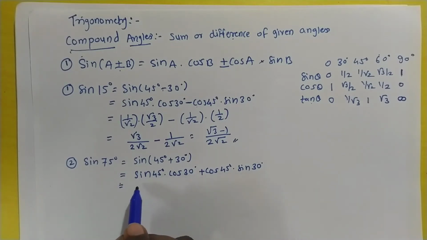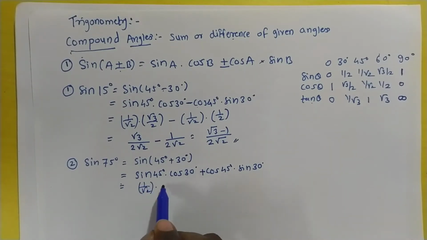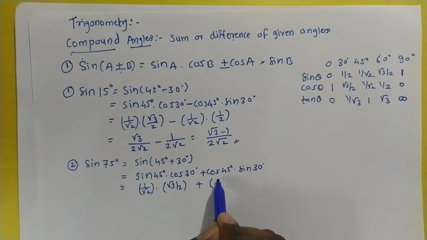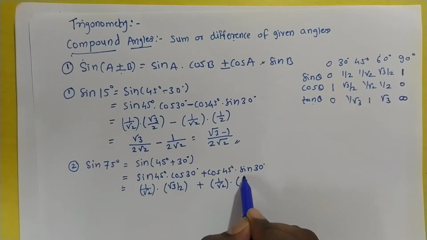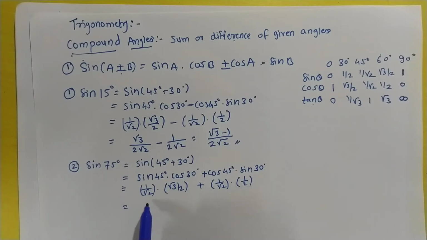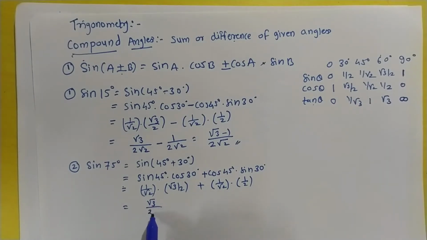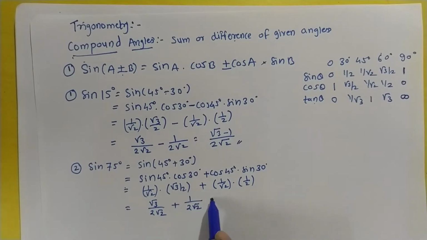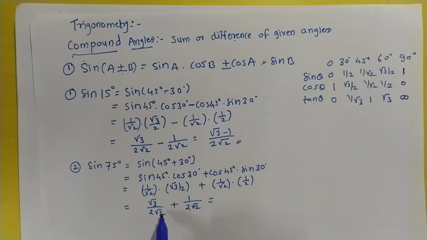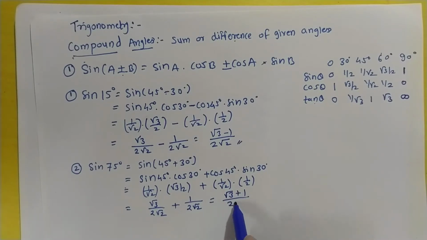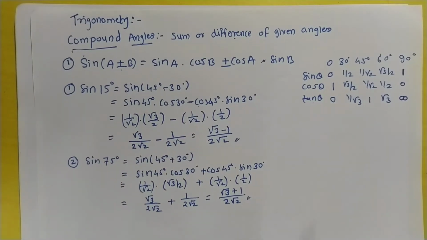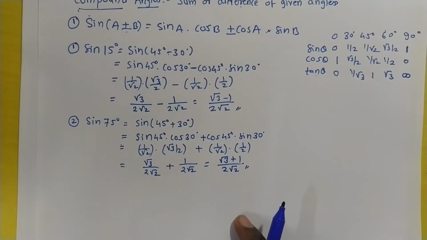So it is equal to sine 45, 1 upon root 2, cos of 30 degrees is root 3 by 2, plus cos of 45 is 1 upon root 2, sine of 30 degrees is 1 by 2. After multiplication, root 3 divided by 2 root 2 plus 1 divided by 2 root 2. This is a like fraction, the denominators are the same, therefore we can write root 3 plus 1 divided by 2 root 2. This is the answer for sine of 75 degrees. Let's take the next example.